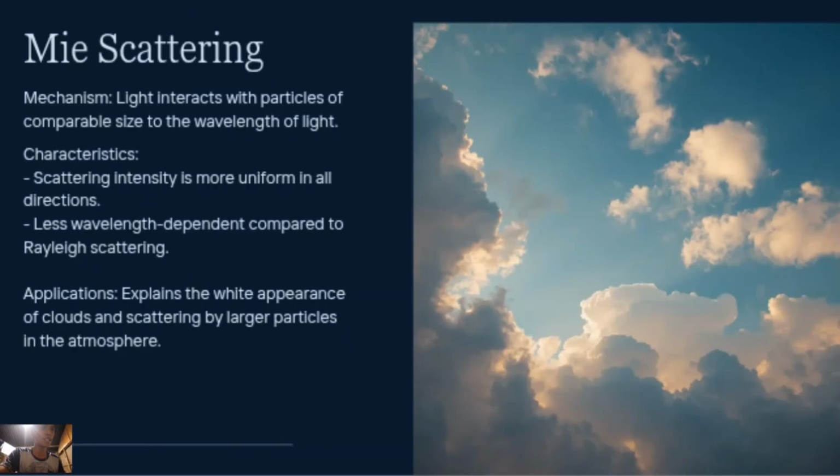But what is Mie scattering? In this mechanism, light interacts with particles of comparable size to the wavelength of light. Its characteristic is that the scattering intensity is more uniform in all directions and less wavelength dependent compared to Rayleigh scattering. It applies by explaining the white appearance of clouds and scattering by larger particles in the atmosphere.